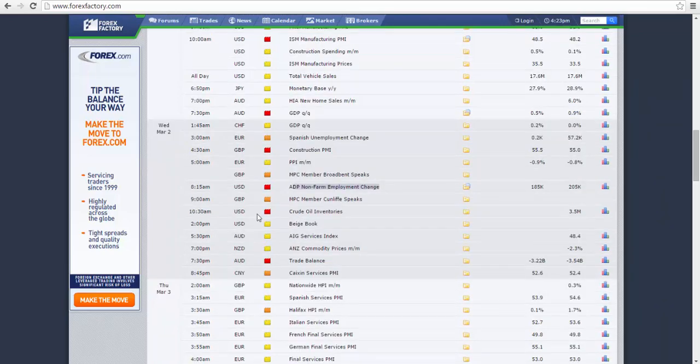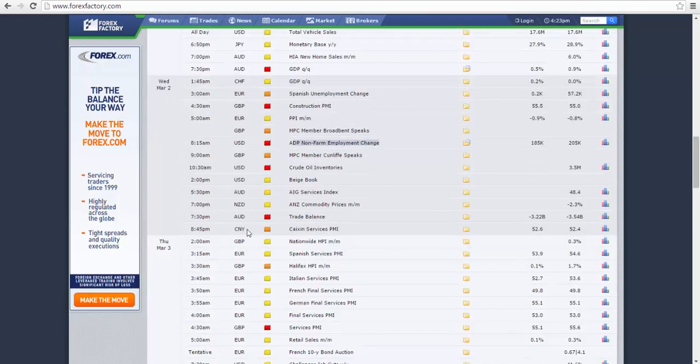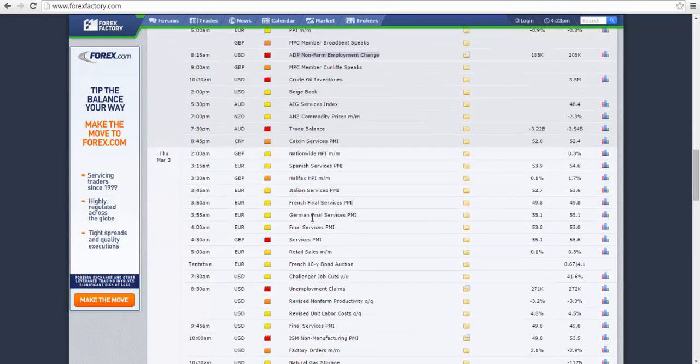Crude oil inventories for the US dollar. Last week, we saw an uptick in the oil price. If we see a buildup in oil inventories, which will have a negative impact on oil price, which would in turn have a positive impact on US dollar CAD and negative impact on the Canadian dollar. And again, more news for the Australian dollar, trade balance, which is again a critical number for Australia.